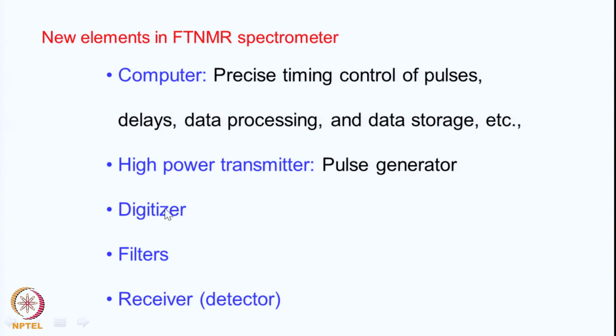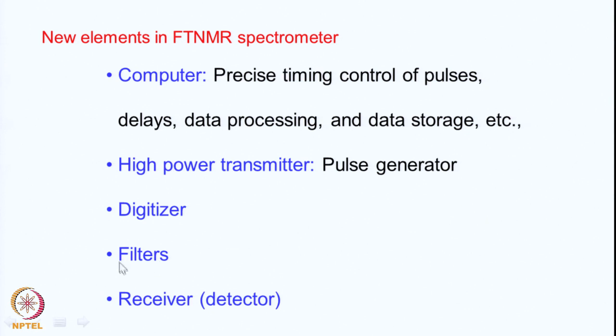Then we need a digitizer. The signal that comes out from the NMR sample is an analog signal, but we have to consider points because you are now collecting data at systematically placed time intervals, and therefore we need the digitizer. The digitizer converts the analog signal into a digital signal, that means the signal will be a set of points as indicated earlier. Then we need to have filters.